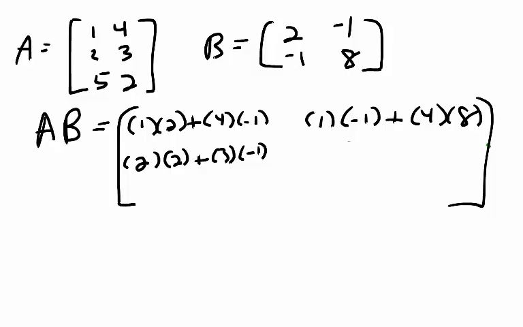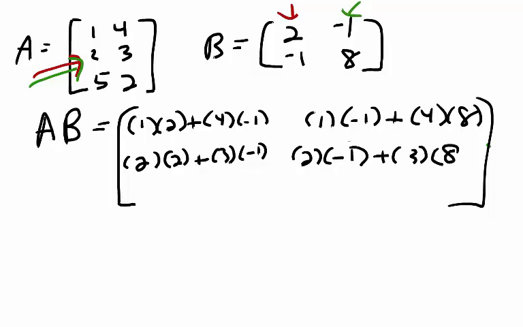Okay, so that was our first. We had row 2 times column 1, and now we're multiplying row 2 by column 2. So that gives us 2 times -1 plus 3 times 8.